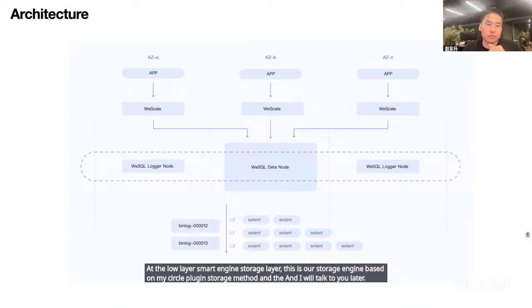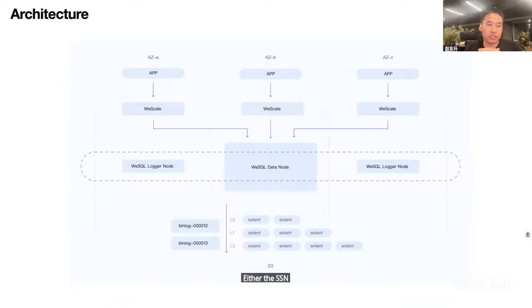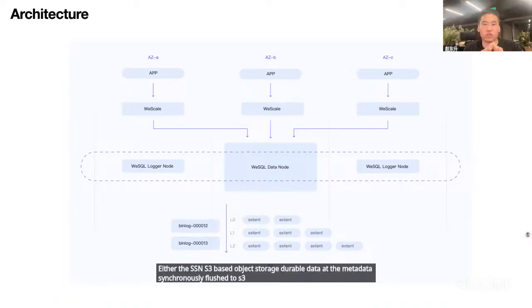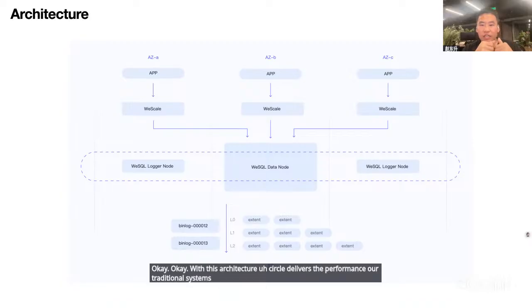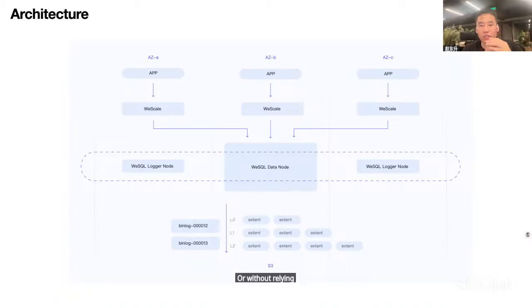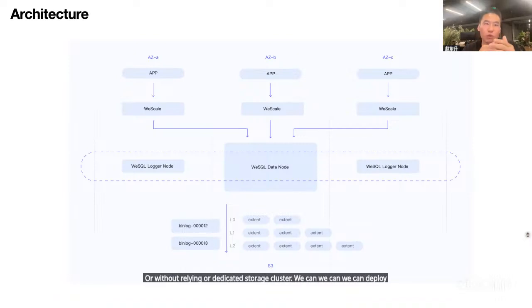At the S3-based object storage layer, durable data and metadata are asynchronously flushed to S3. This decouples durability from performance and enables infinite, cost-effective scalability. With this architecture, WeSQL delivers the performance of traditional systems, the elasticity of cloud-native services, and the openness of the MySQL ecosystem, all without relying on a dedicated storage cluster. We can deploy it on general-purpose IaaS.